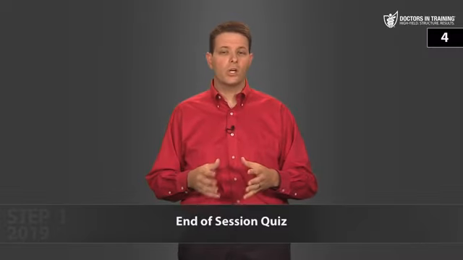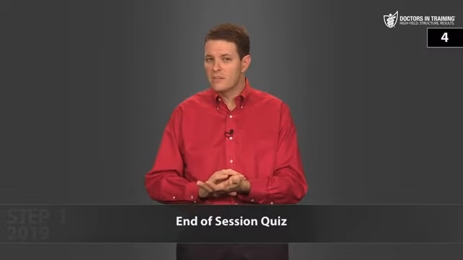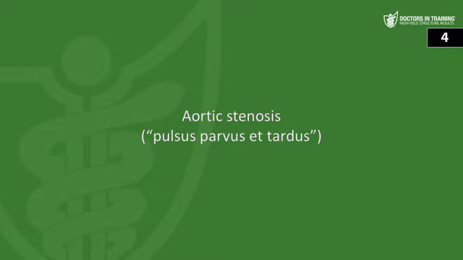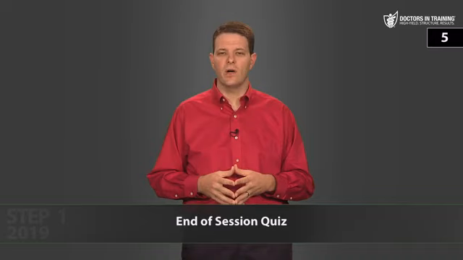First question, which heart murmur is associated with weak pulses? That's aortic stenosis. Sometimes this finding is called pulsus parvus et tardus, which is Latin for weak and delayed pulses. And then for the enormous table, what pathology is associated with each of the following murmurs?